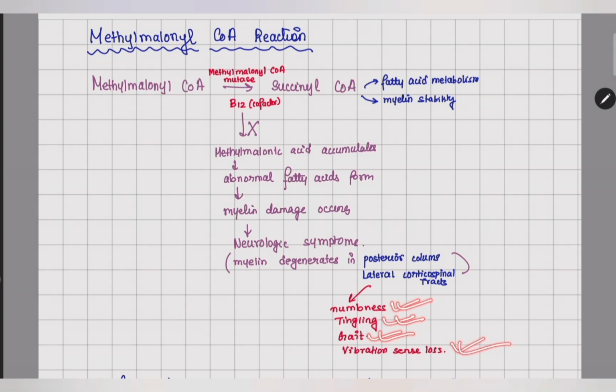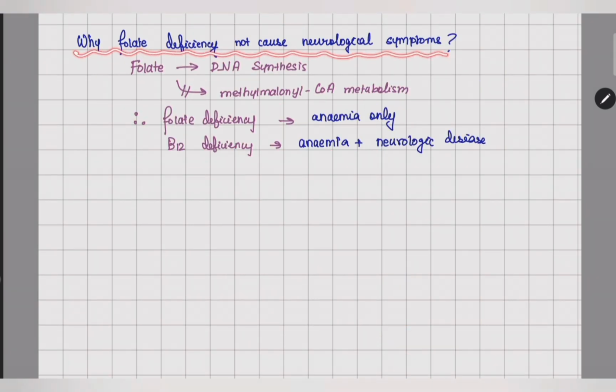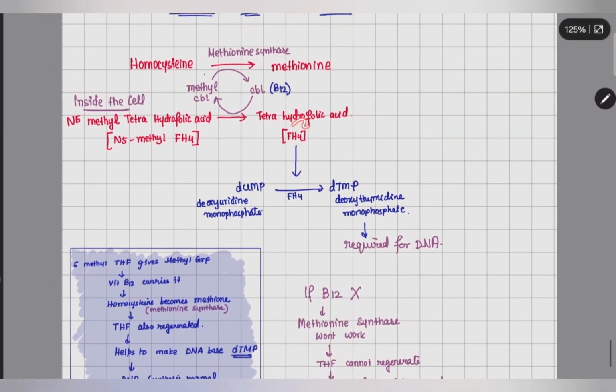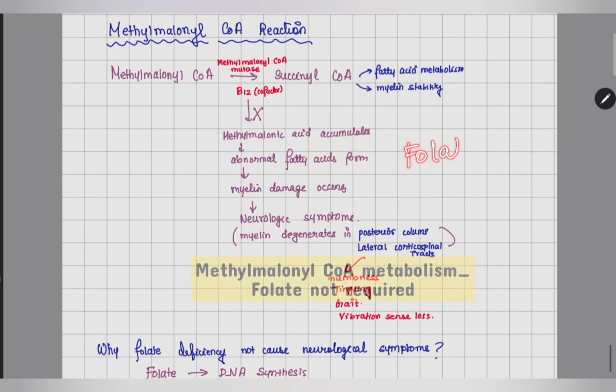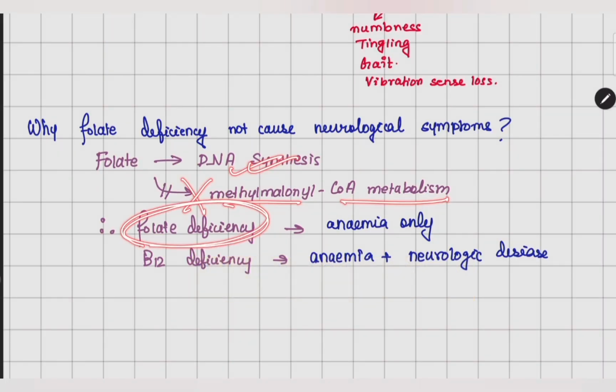Now why does folate deficiency not cause neurological symptoms? This is because folate is used in the metabolism of DNA synthesis, as we have already seen, but it is not used in the metabolism of methylmalonyl CoA. Therefore, folate deficiency causes only anemia. However, B12 deficiency causes anemia as well as neurological diseases.